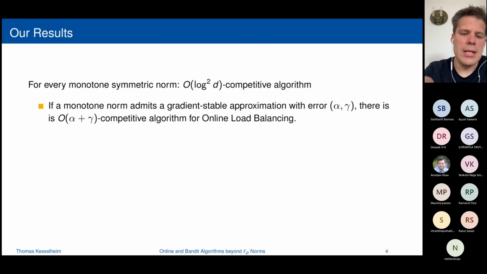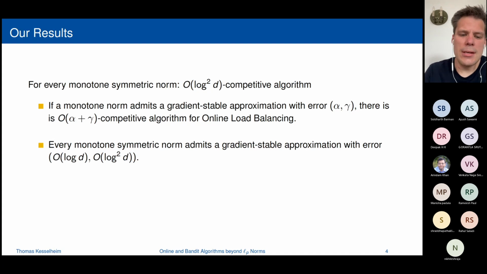But this tells you that if this gradient stable approximation exists, then this gives you immediately your algorithm for online load balancing. And the second ingredient, you might guess, is that every monotone symmetric norm admits such a gradient stable approximation. Namely, these errors, alpha is in the order of log d, gamma is in the order of log squared d. If you combine these two bullet points, then immediately you get your O of log squared d competitive algorithm.